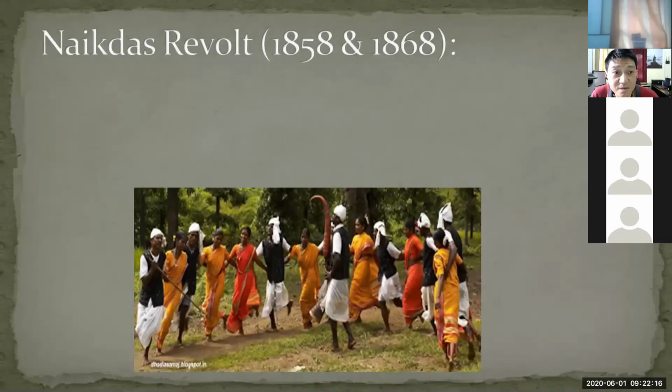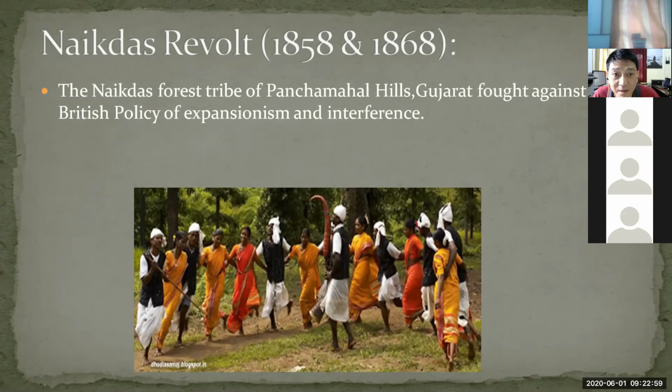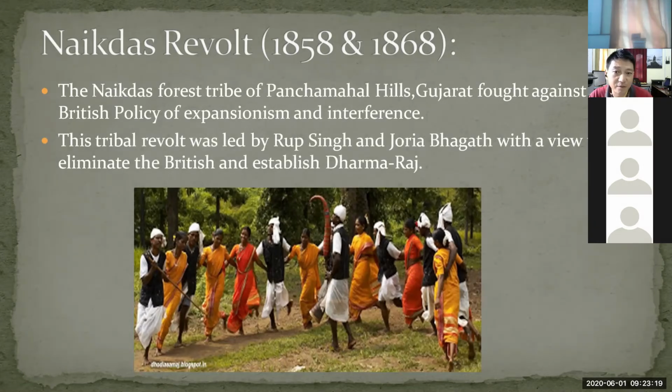The next thing is the Naikda Revolt. The most significant one takes place in 1868. The Naikdas are a tribal community in Gujarat in the Panchmahal Hills. Now they also fought the British, or rather the British policy of expansionism and interference. Basically, the British were expanding into the areas. So here we have two people, Rup Singh and Joria Bhagat, who wanted to establish their own Dharma Raj.